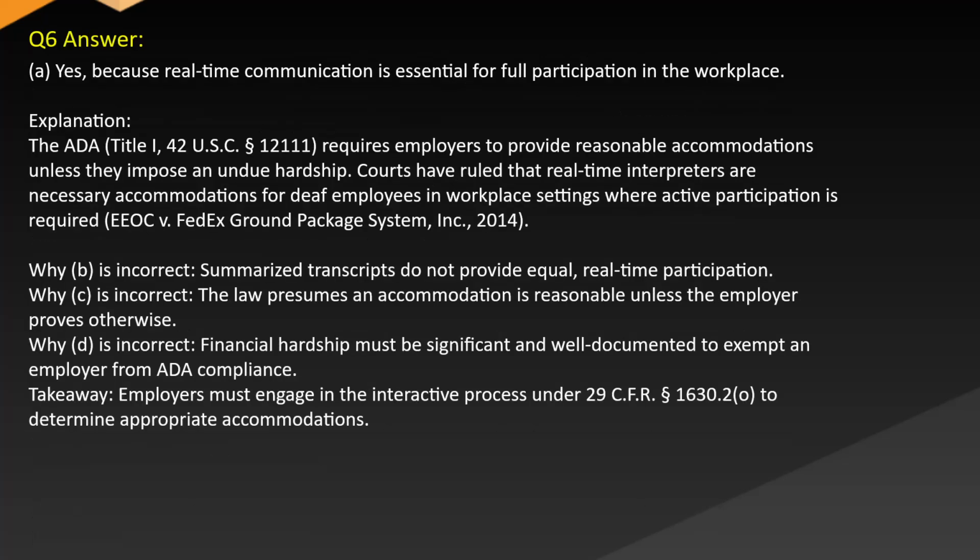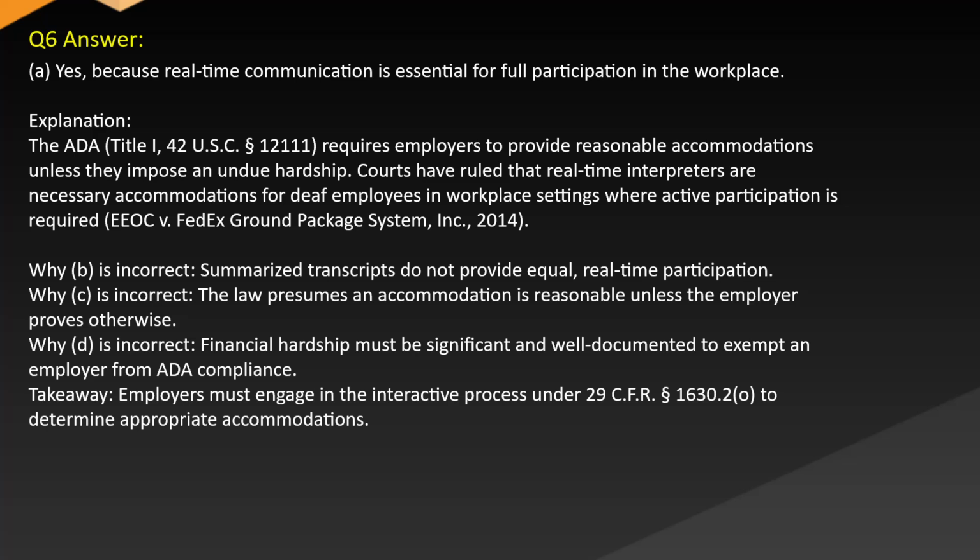Answer: A, yes, because real-time communication is essential for full participation in the workplace. Explanation: the ADA, Title I, 42 U.S.C. § 12111 requires employers to provide reasonable accommodations unless they impose an undue hardship. Courts have ruled that real-time interpreters are necessary accommodations for deaf employees in workplace settings where active participation is required. EEOC v. FedEx Ground Package System Inc.